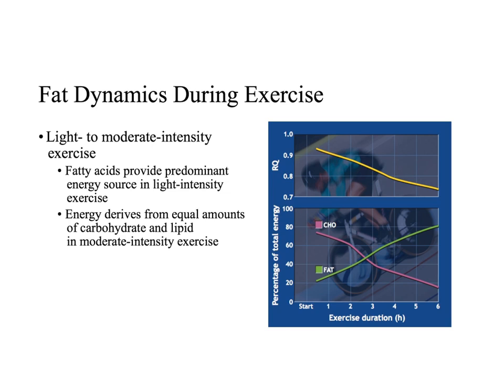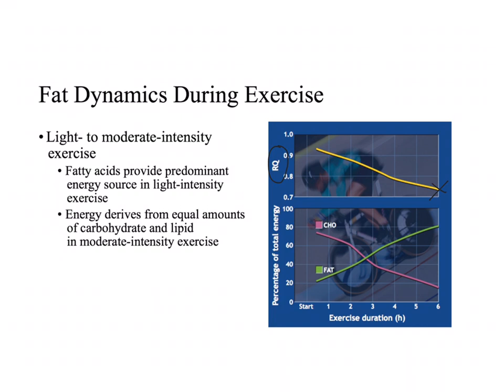Here is an example of fat dynamics during exercise. Recall that the respiratory quotient, or RQ, indicates carbon dioxide production divided by oxygen utilization. So it's a ratio of the amount of carbon dioxide you're producing divided by the amount of oxygen you're consuming. And typically when we have a respiratory quotient value of 0.7, that indicates that fat is the dominant fuel source.